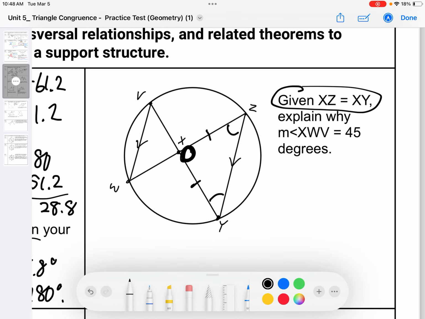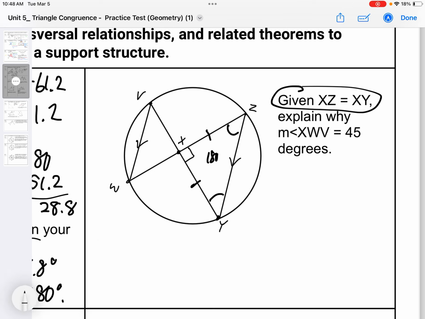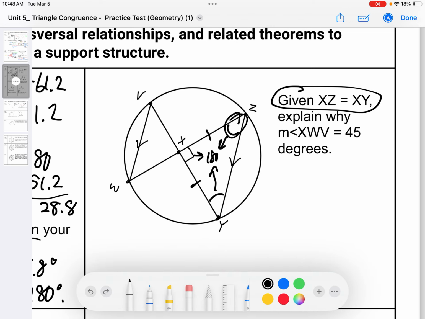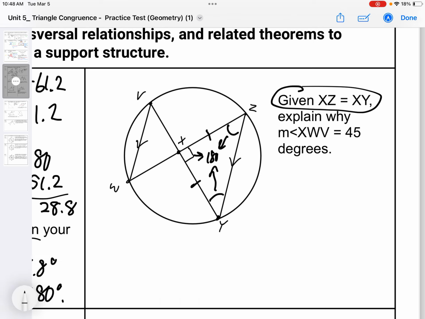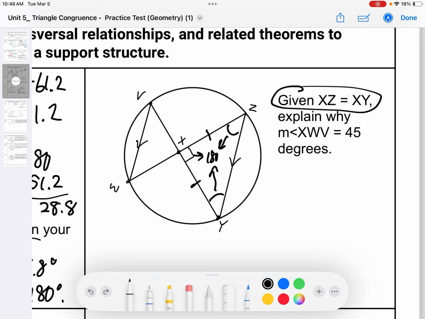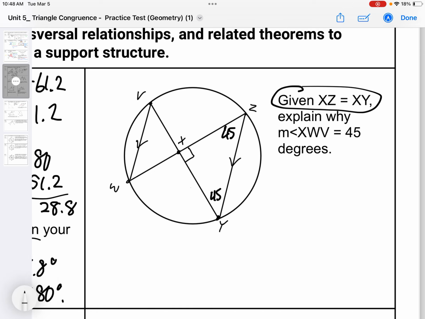If that's 90 degrees, then the other two have to add up to the remaining 90 because the total has to be 180. That's 90, so that takes it away. And then the other two have to add up to 90, but they're the same. So if the same number adds up to 90, it's just 90 divided by 2, so they're 45 each. So that means each of these angles, 45 degrees. Those are both 45 degrees.